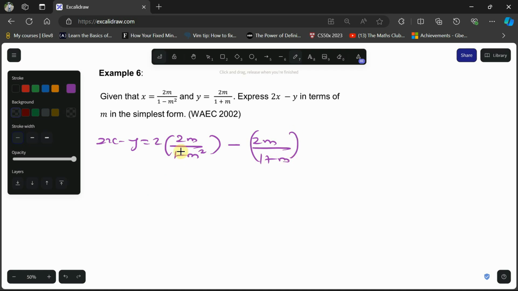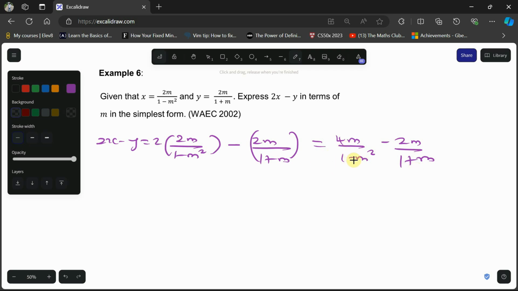So if I expand this bracket, that will be 4m all over 1 minus m squared. Minus times plus is minus, so that will be minus 2m all over 1 plus m. Remember, when you have something like this, the minus only multiplies the numerator. Don't go and multiply the denominator, so just be careful of that.